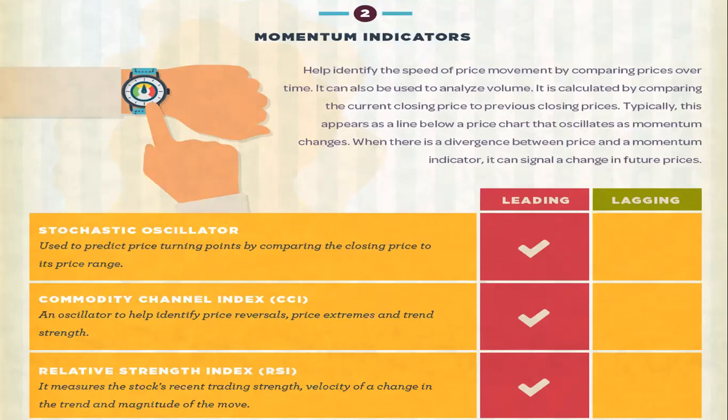So the first on the table is the stochastic oscillator. The stochastic oscillator is used to predict price turning points by comparing the closing price to its price range. And on the category side, they are leading indicators.